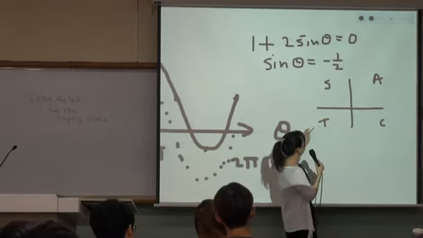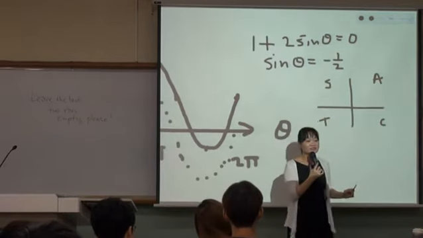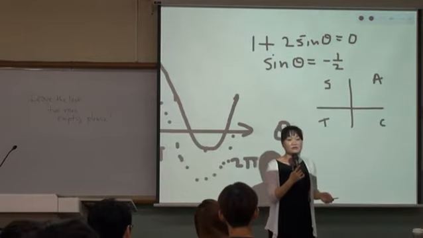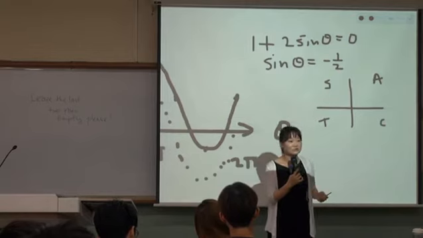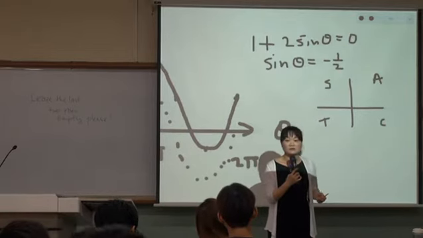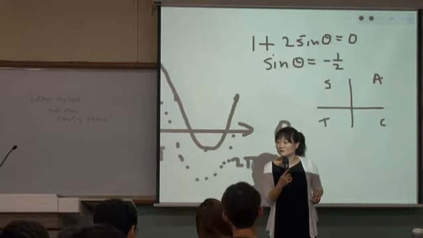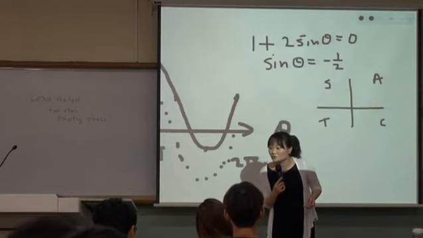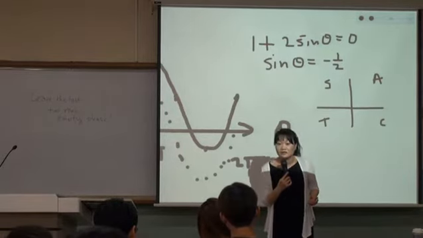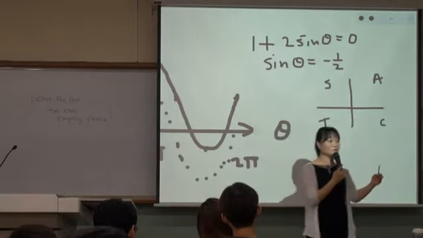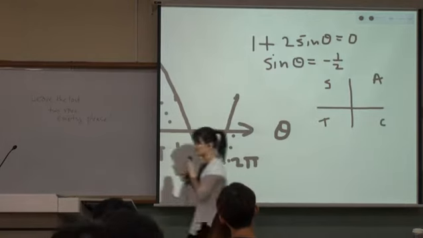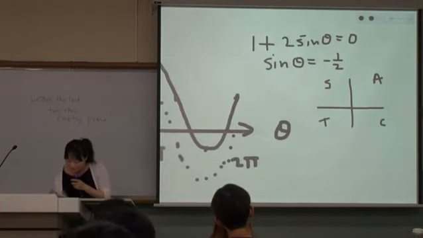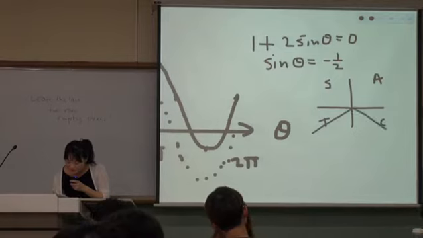And what's the reference angle? Which angle gives you half? Sine half. Sine of which angle is half? 30 degrees, right? 30 degrees, which is what? Pi over 6. Exactly. So here the reference angle is pi over 6.